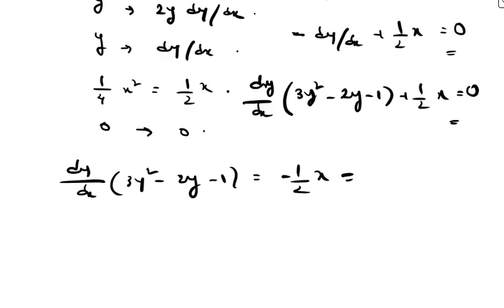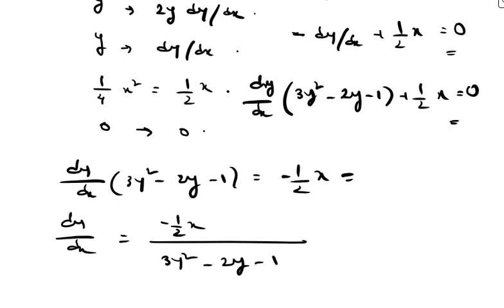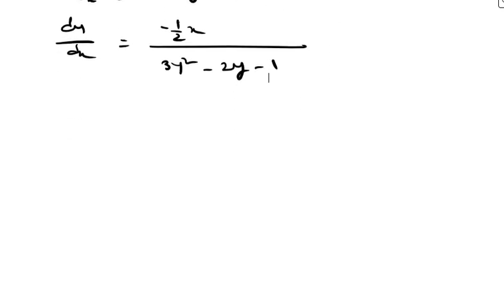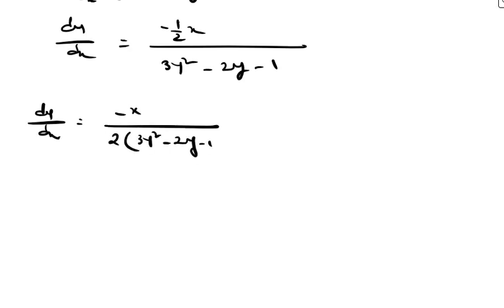Now divide: dy/dx is equal to minus of 1 by 2 x by (3y squared minus 2y minus 1). Now multiply numerator and denominator, so we get dy/dx is equal to minus x by 2 into (3y squared minus 2y minus 1). So proved.